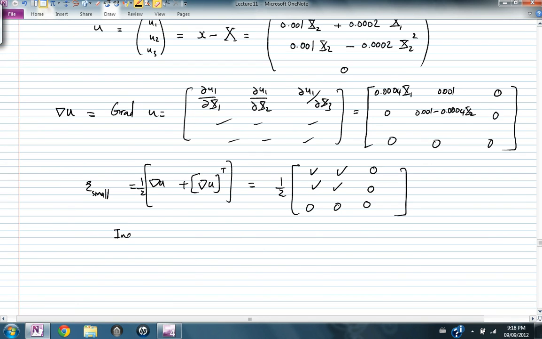Indeed, epsilon 1 3 equal to epsilon 2 3 equal to epsilon 3 1, of course, because of symmetry, epsilon 3 2 because of symmetry, equal to epsilon 3 3. All those are equal to 0. The only non-zero are epsilon 1 1, epsilon 2 2, and 1 2.